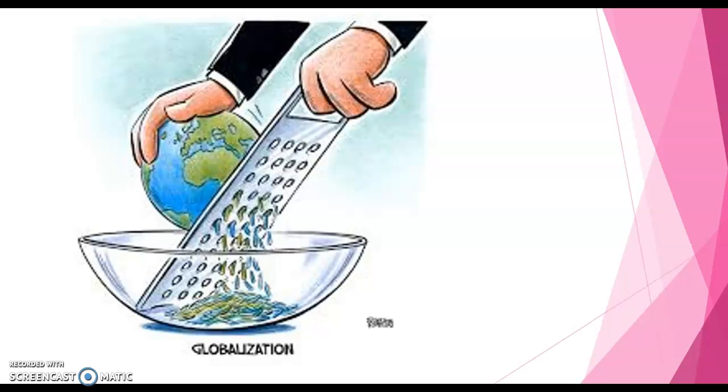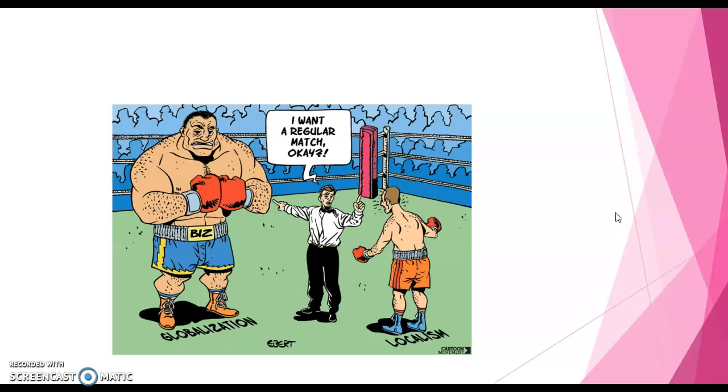Okay, if we go to the next cartoon. Okay. Here, you've seen this one before. So here we see a lot of people. We see the crowd, but we can't see their faces. Okay. One of the boxers is slightly bigger than the referee. Okay. And he's been labeled localism. Okay. So localism is the opposite of globalization.